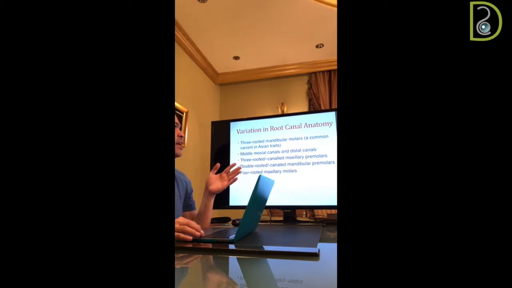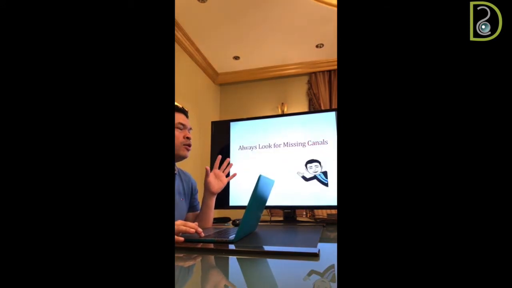So if you look at the variation of the root canal system, we have three-rooted mandibular molars with middle mesial canal and distal canal, we have three-rooted maxillary molars and premolars, we have double-rooted mandibular premolars, and we have four-rooted premolars. And what I always say, always look for a missing canal.